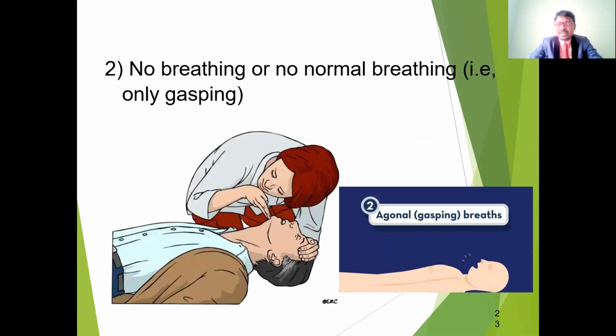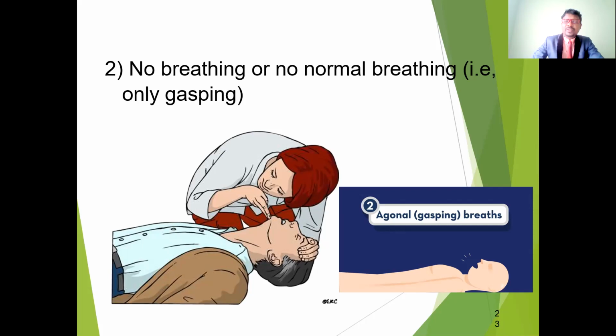After that, we check whether the patient is responding. The first thing is to call the patient: are you okay? What is the problem? Then we have to check the breathing pattern. How is the breathing? Look for the breathing. Is it normal breathing, abnormal breathing, or absence of breathing?